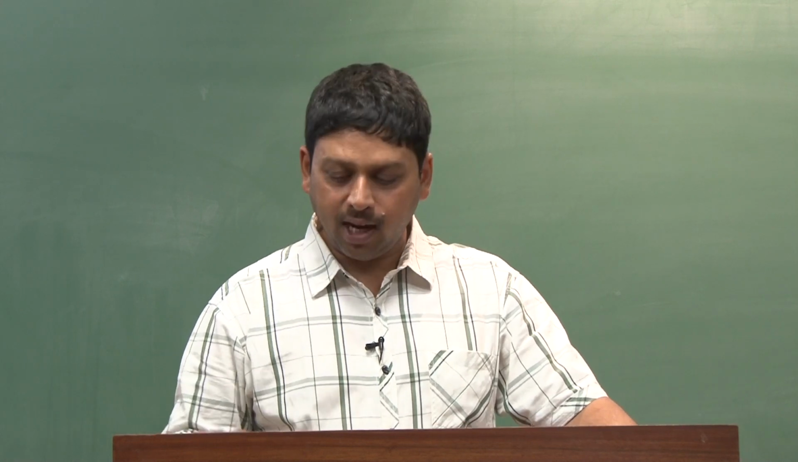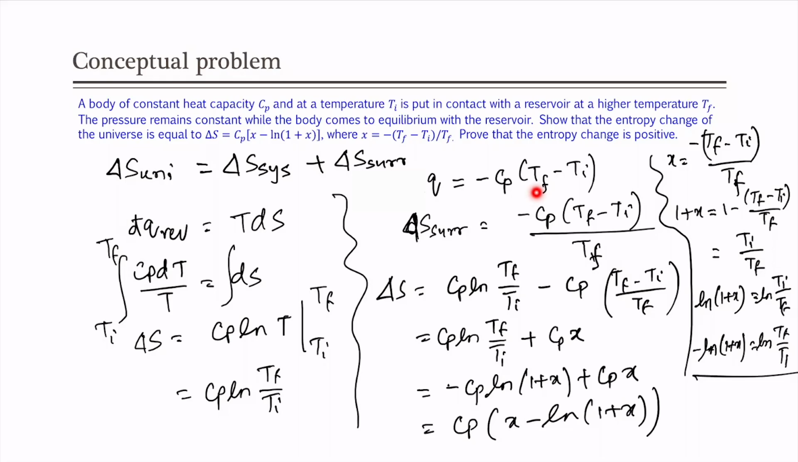How much heat is given away, that is what we are calculating here. Once we calculate the heat, we divide by the temperature, and for the surroundings, since it is so big, we do not really care. Remember, the entropy of the surrounding is just Q by T, nothing else. Just calculate the Q, divide by T, and that will be the entropy change of the surrounding.